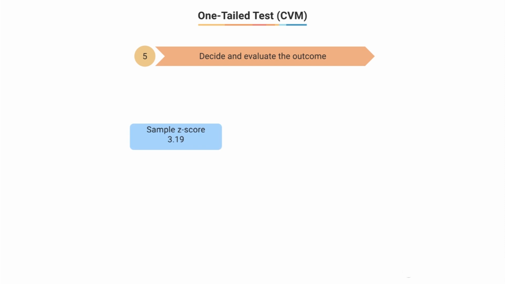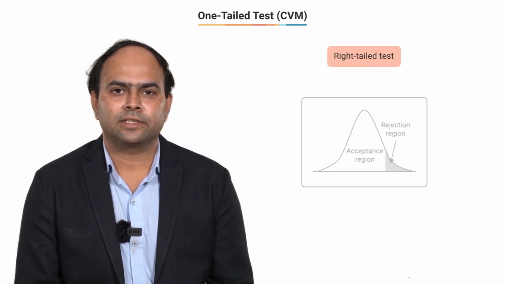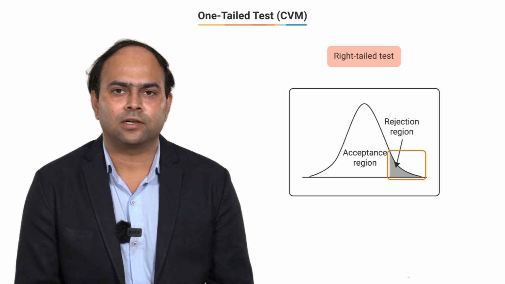As you can see, our value of 3.19 is greater than the critical Z score of 1.645. Therefore, this value lies in the rejection region, and we can say that we reject the null hypothesis. What you just did was a right tail test. This is because the rejection region lies on the right side of the curve.